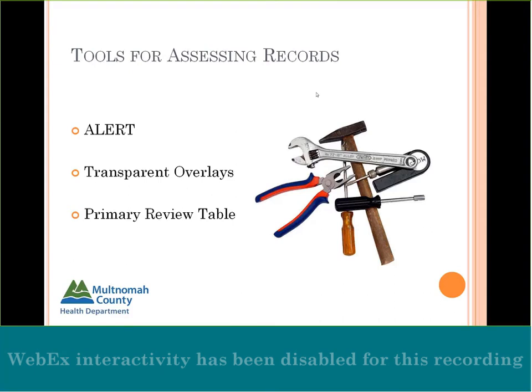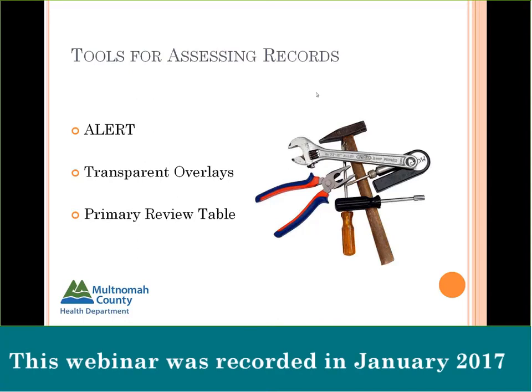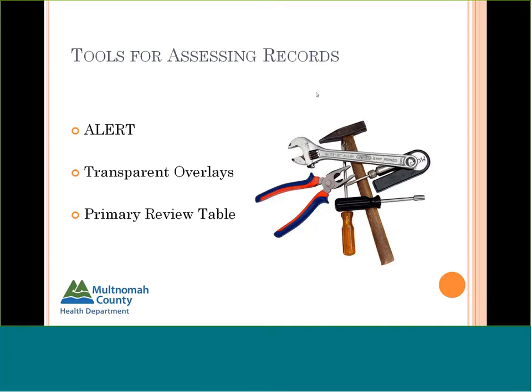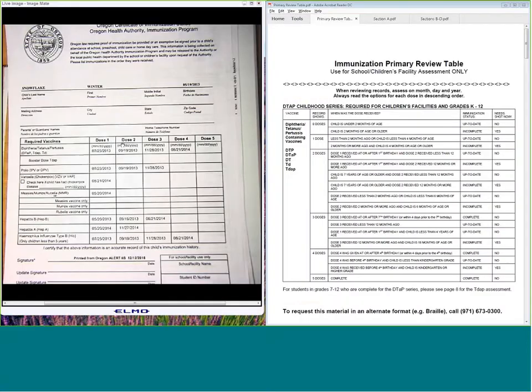The third tool that I use all the time is my primary review table. And I think once you know how to use it, you're going to love it as much as I do. You should have received one of those in your packet from the state. If you didn't, I'm going to give you a whole bunch of links at the end of this webinar, and one of them will be for an online version of the primary review table. All right, let's dive in. Okay, I've got a few records here, the 2 that I just printed from Alert, and we'll start by assessing those.